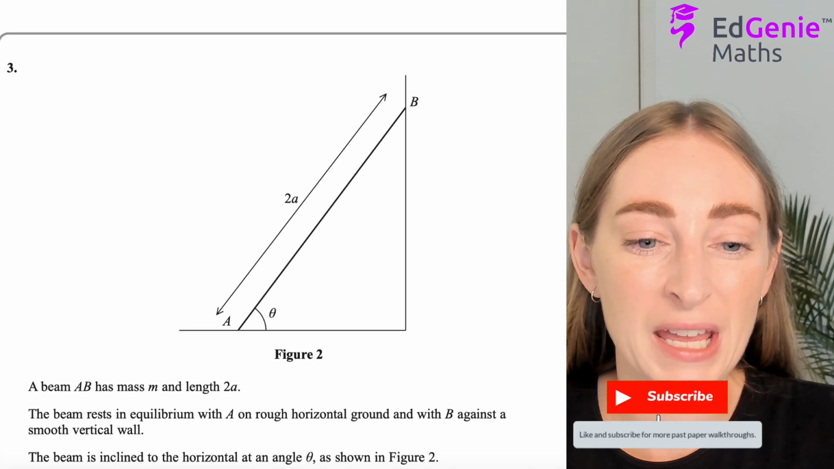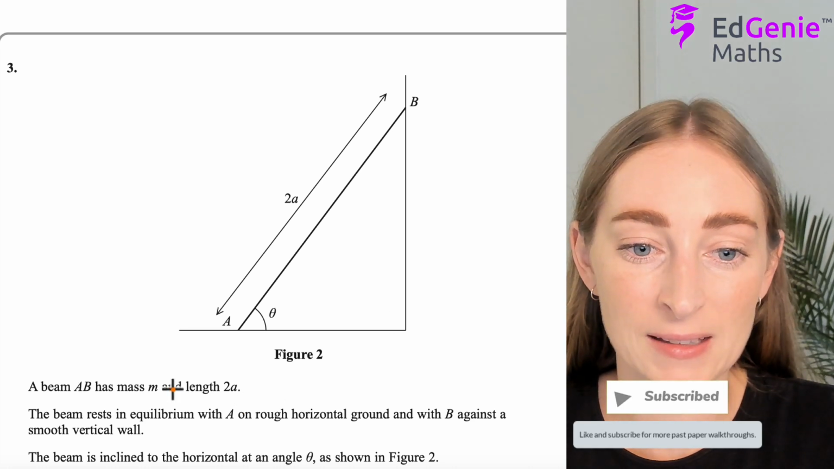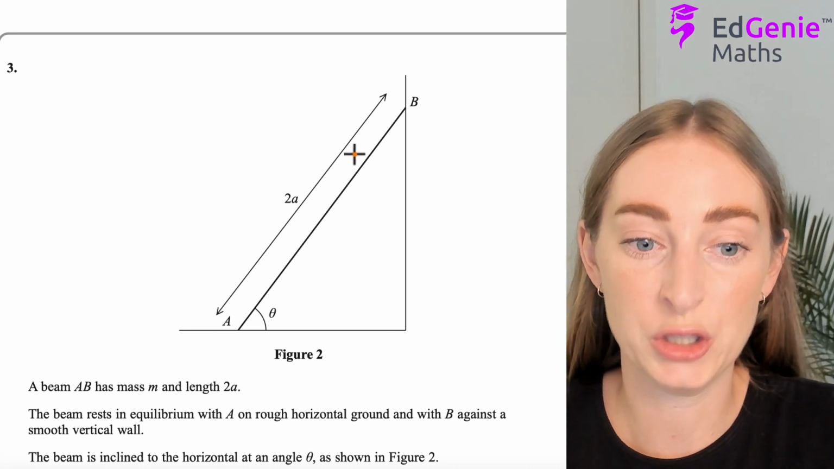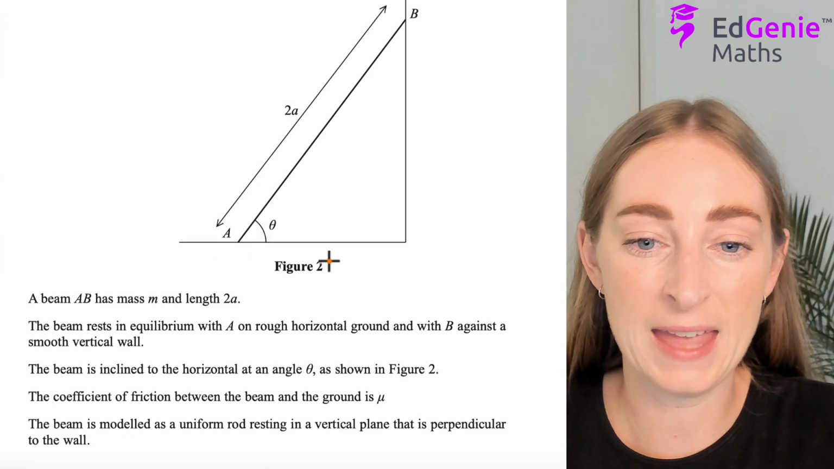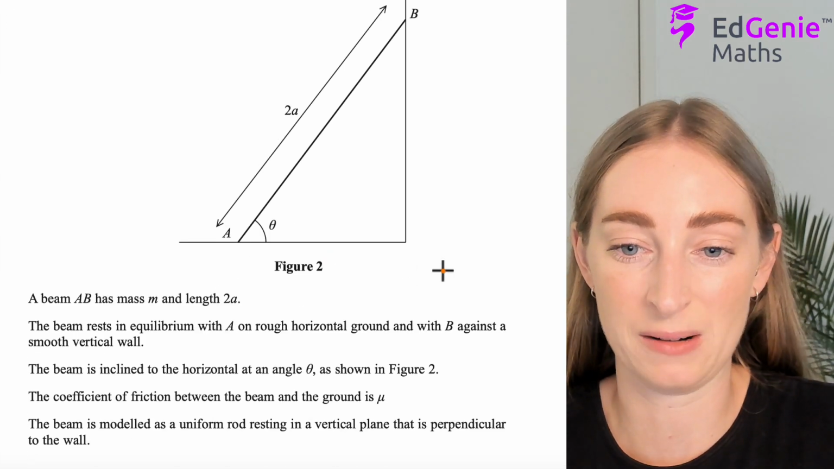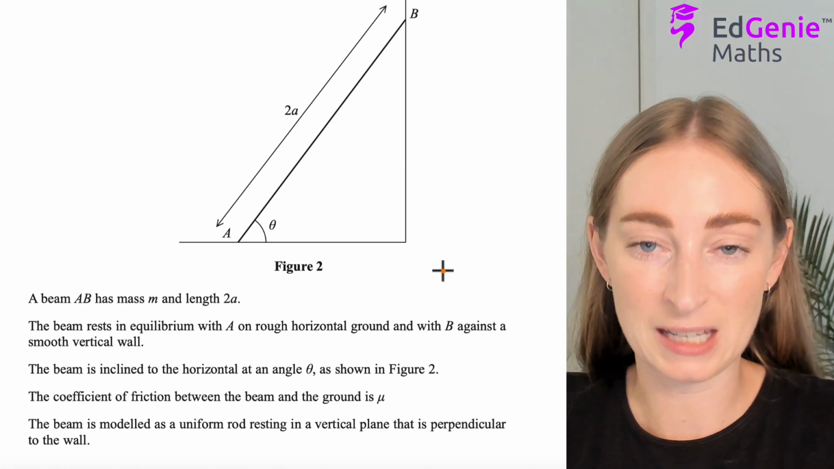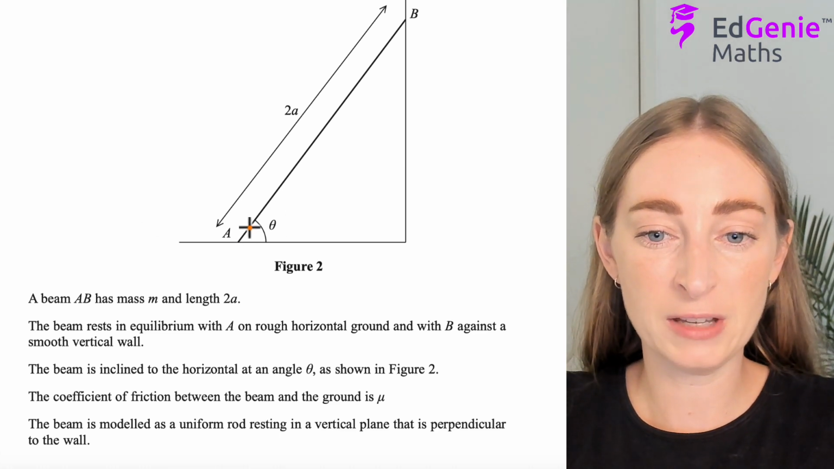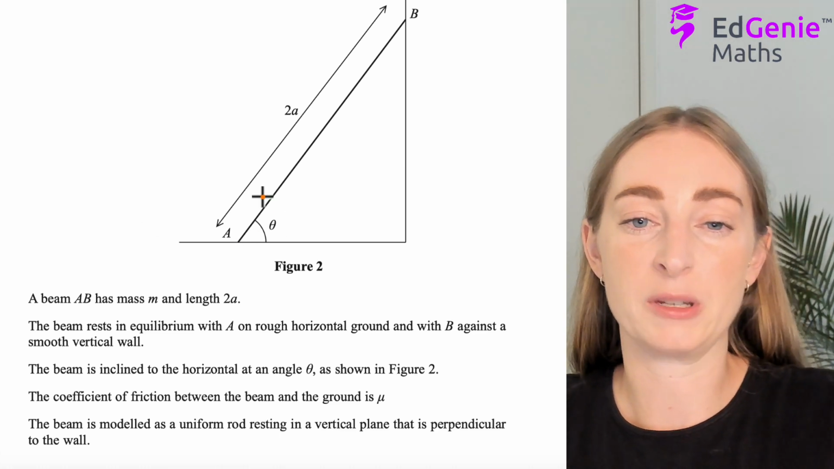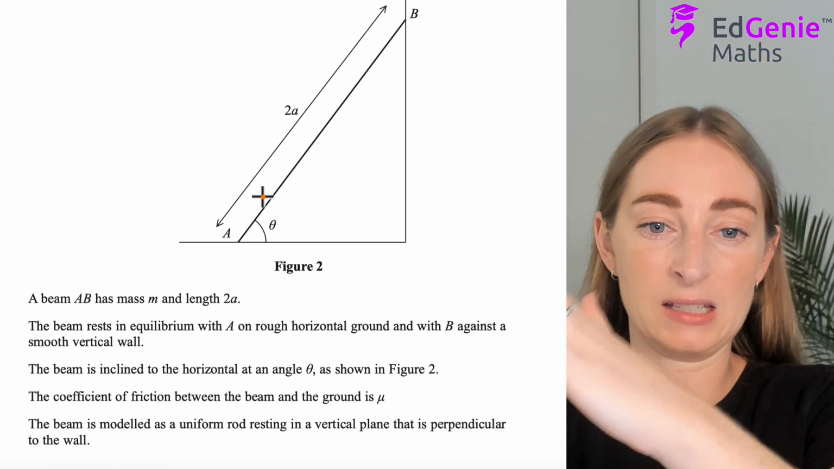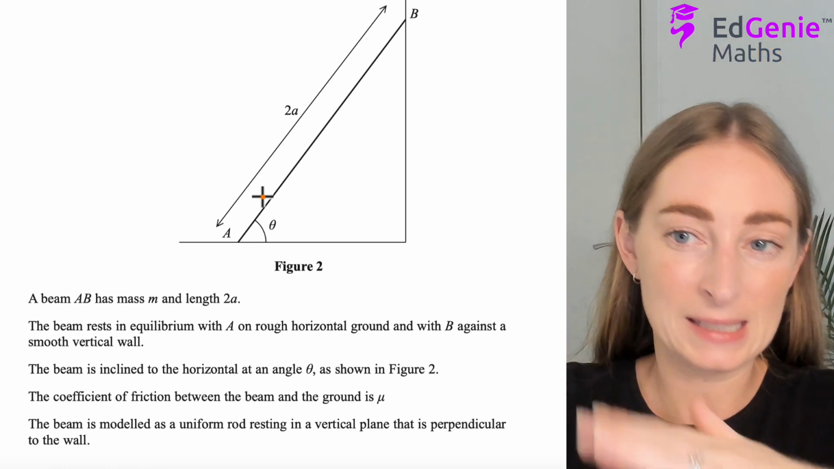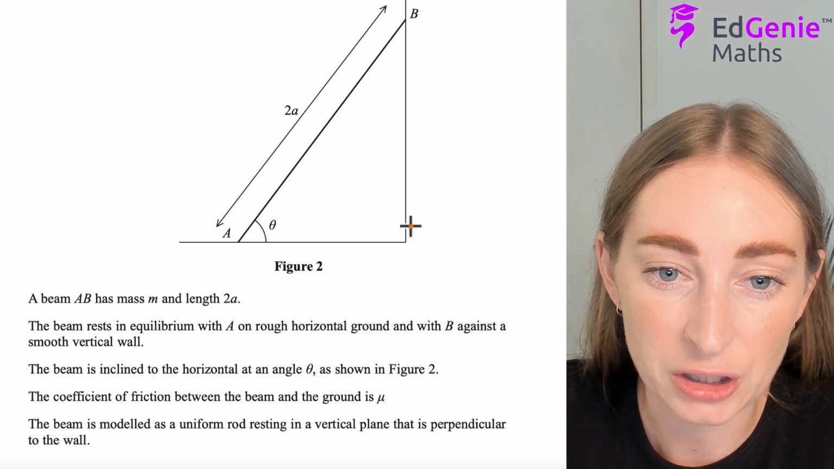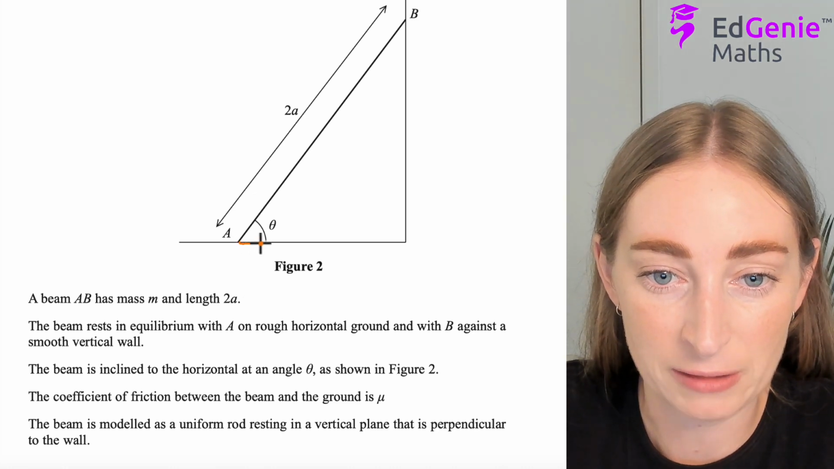So question 3, a beam AB has mass m and length 2a. The beam rests in equilibrium with A on a rough horizontal ground. So this ground here is rough. If you think of it, they've not told us it's a ladder, but imagine if you have a ladder against a wall, if there's friction, it would stop it slipping. So our friction is going to act in this direction here.